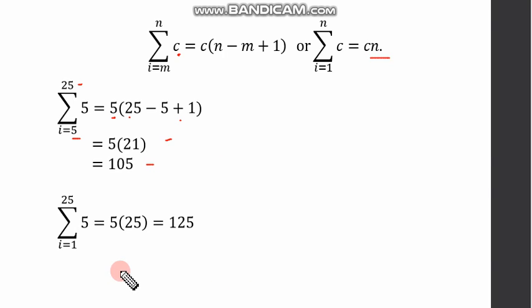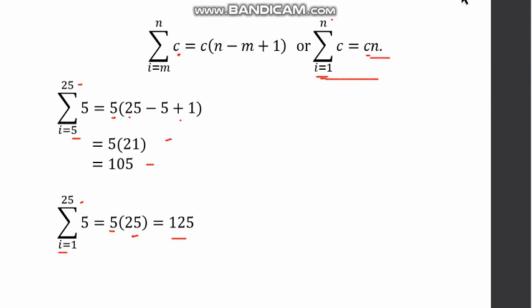Another example, the summation of 5 from i equals 1 to 25. We could use the second form, since the index starts at 1. So just multiply the constant and the upper bound. So 5 times n, which is 25, is equal to 125.